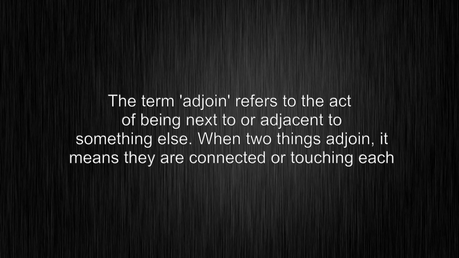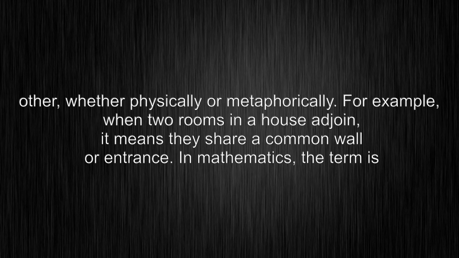The term adjoin refers to the act of being next to or adjacent to something else. When two things adjoin, it means they are connected or touching each other, whether physically or metaphorically. For example, when two rooms in a house adjoin, it means they share a common wall or entrance.